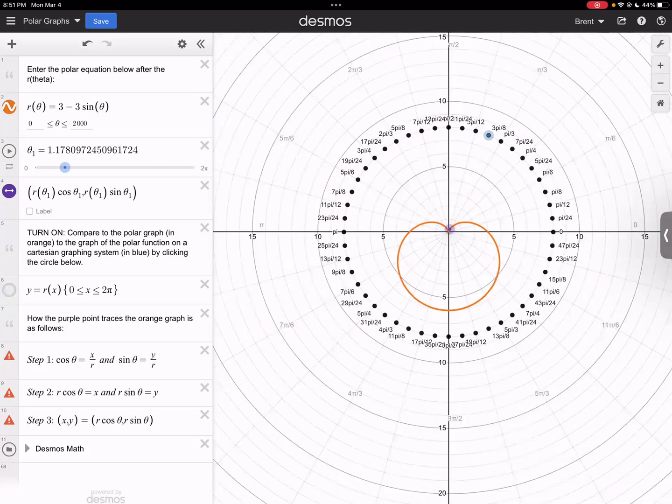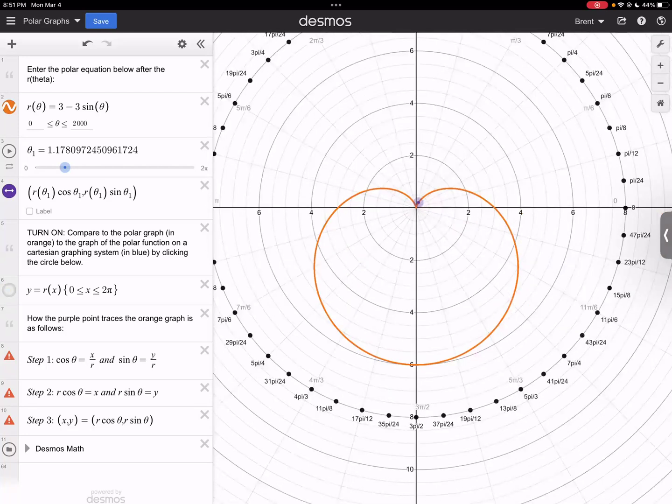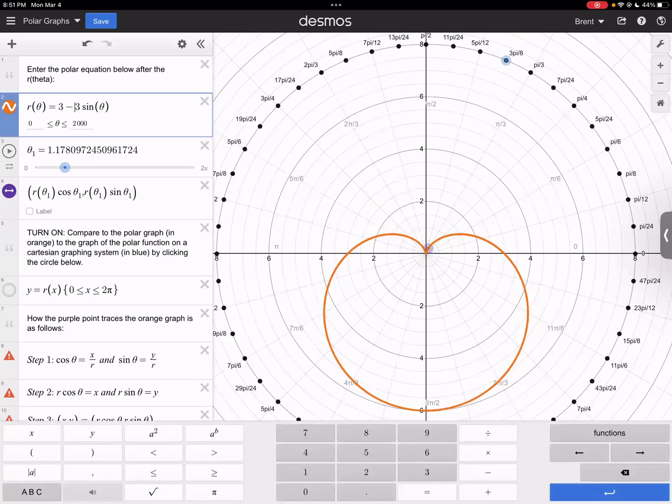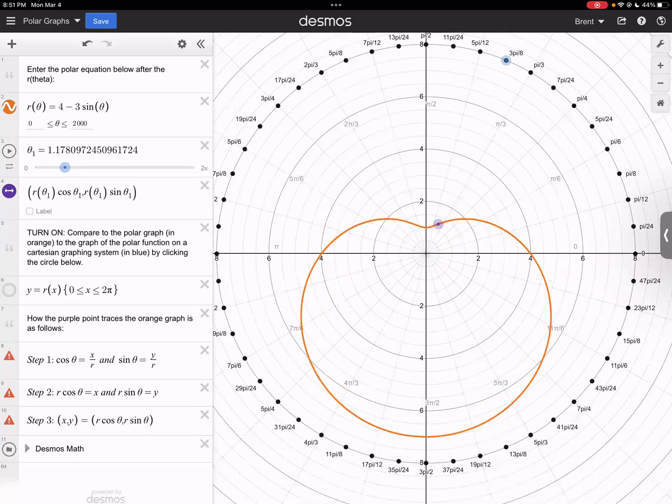There's that heart we talked about. Do you remember the name of this heart? Is it the dimple or the cardio? It's cardioid. Cardio means heart. The dimpled one is when it looks like this. If it never actually has a 0 in the rectangular, that's what we call dimpled.